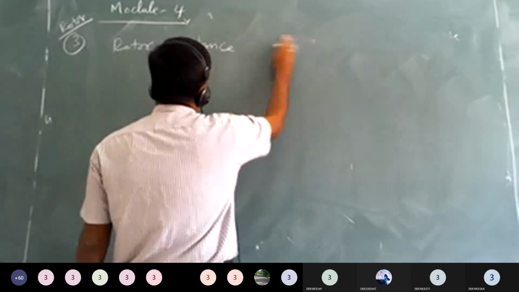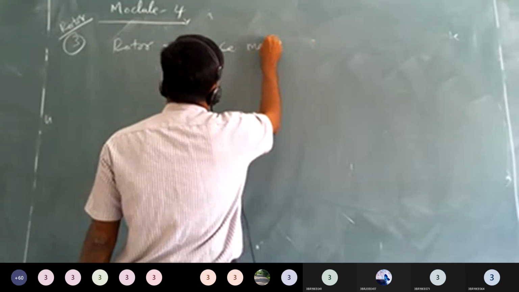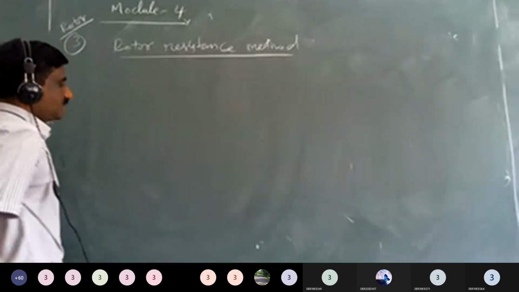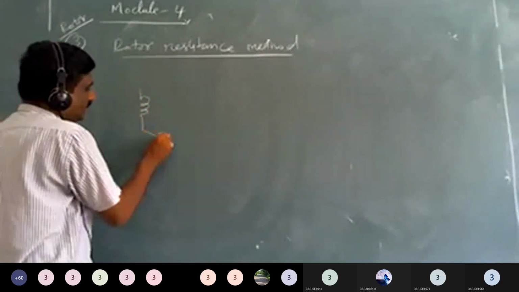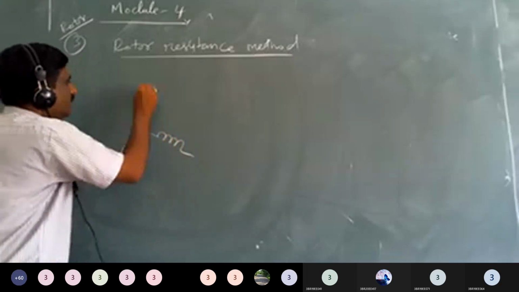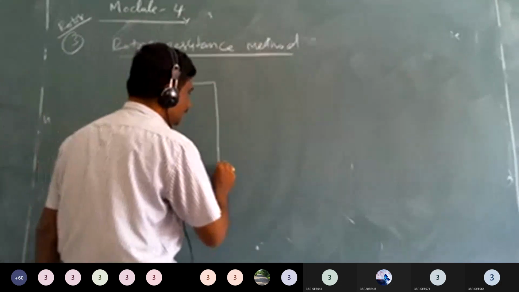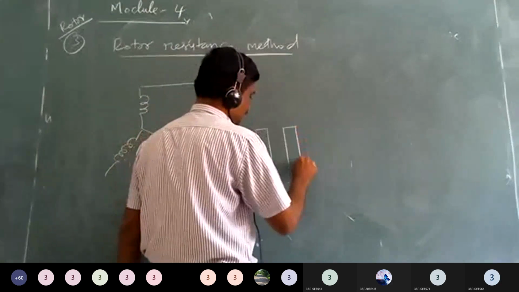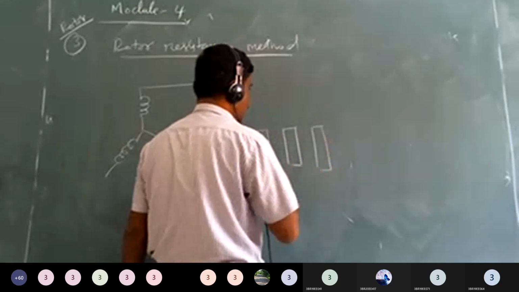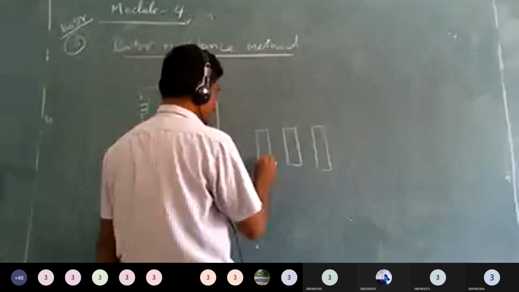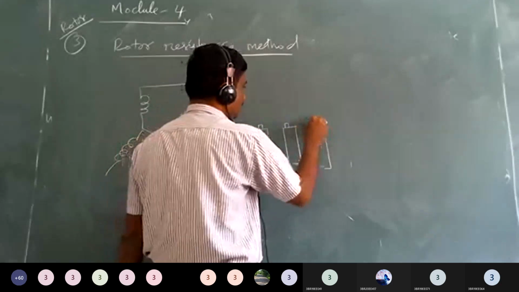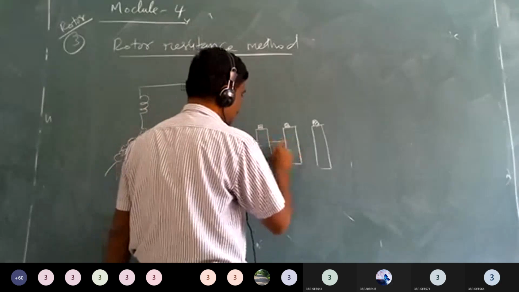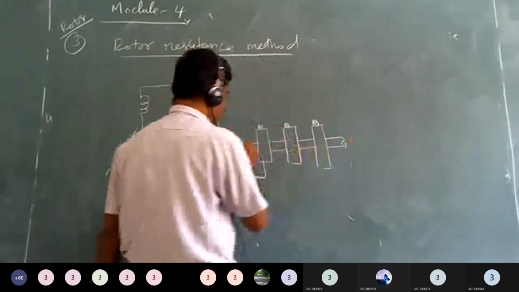Rotor resistance method of speed control. So what we are doing here is, in this method, the star connected rotor terminals are taken and connected to the slip rings, 3 insulated slip rings which are fixed on the shaft. These are the slip rings, 3 insulated slip rings, and externally they are connected to the variable rheostat, and these slip rings are rotating along with the shaft.